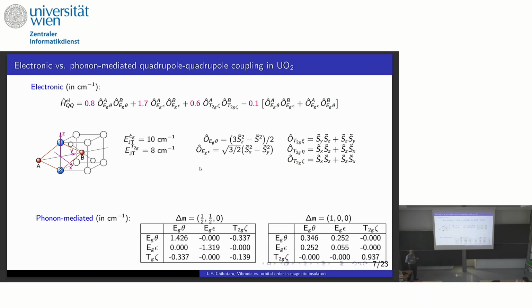So the conclusion is that we always have to take this into account. If you do ab initio calculation, you obtain the electronic contribution to multipolar coupling. You have to include also the phonon contribution. It is of the same order, if not stronger.